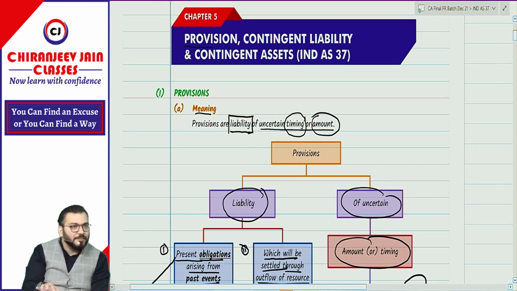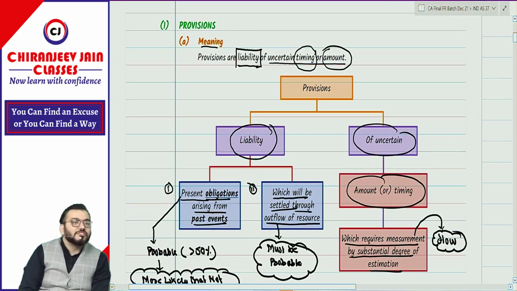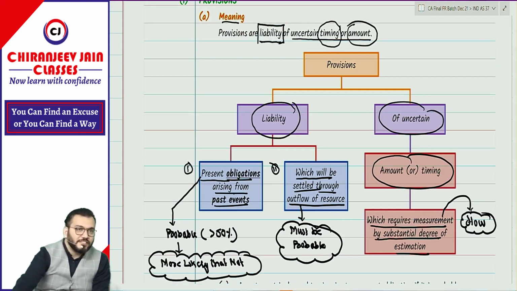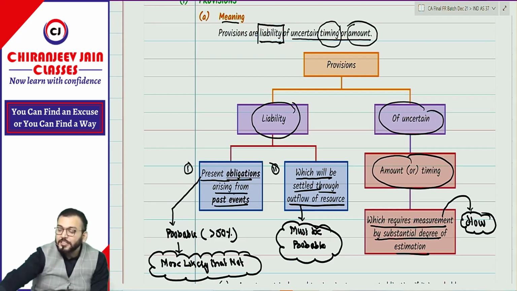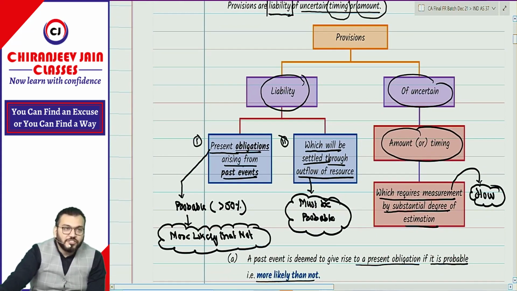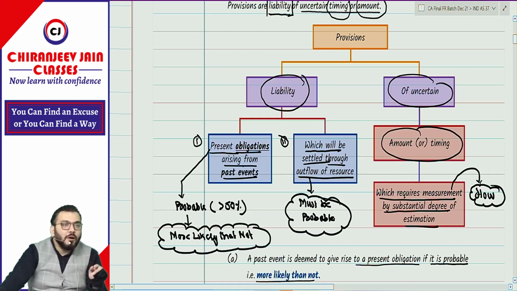Then we started Ind AS 37. In Ind AS 37, first point A we have done, that is the meaning. What is the meaning? Provisions are liabilities of uncertain timing or amount which require a substantial degree of estimation. What is the meaning of liability? One thing we have understood: all provisions are liabilities but all liabilities are not provisions. Liability means a present obligation arising from a past event which will be settled in future through an outflow of resources, and the outflow must be probable. If these two conditions are satisfied, then it is a liability. But with these two conditions, if the amount or timing requires estimation, then it becomes a provision.